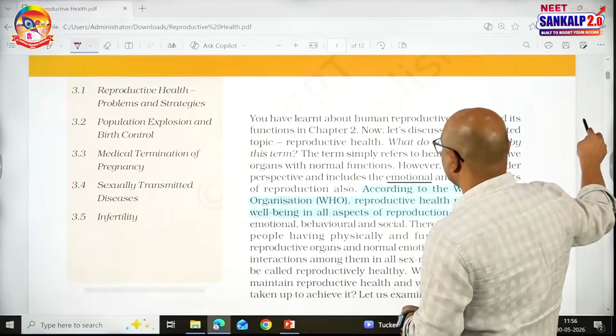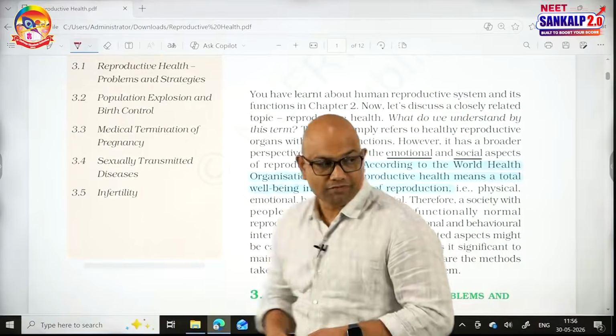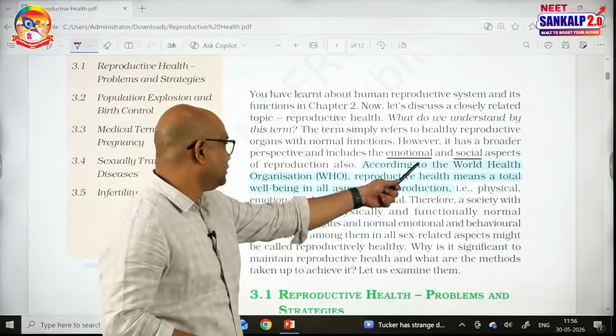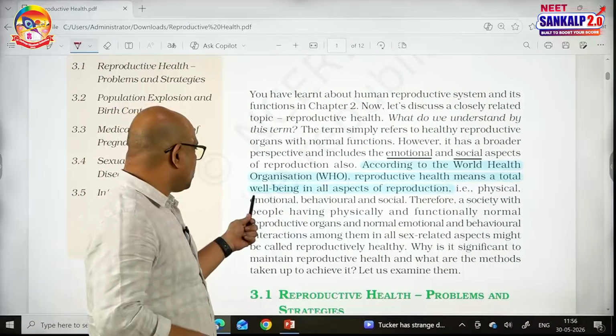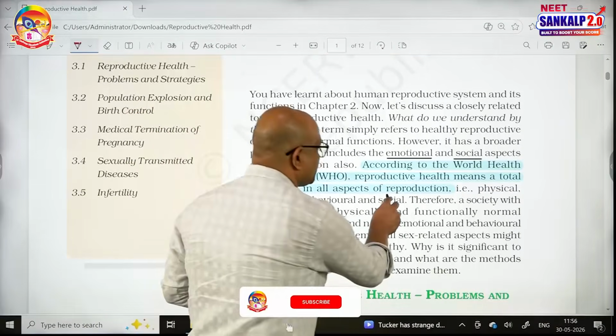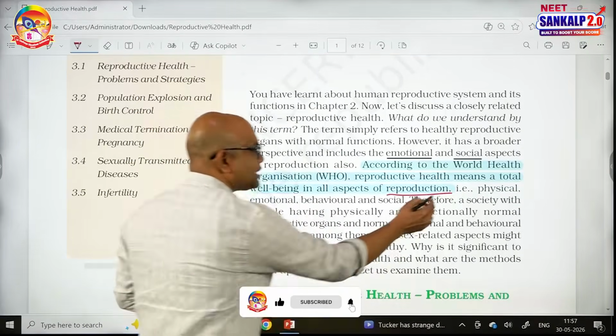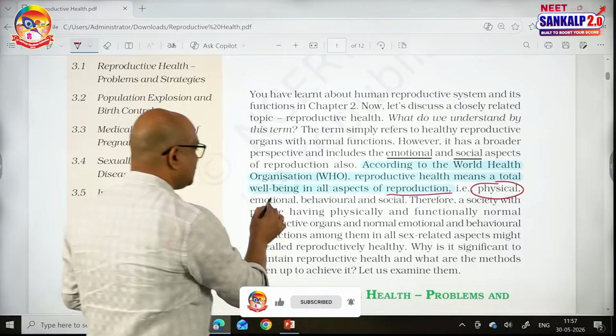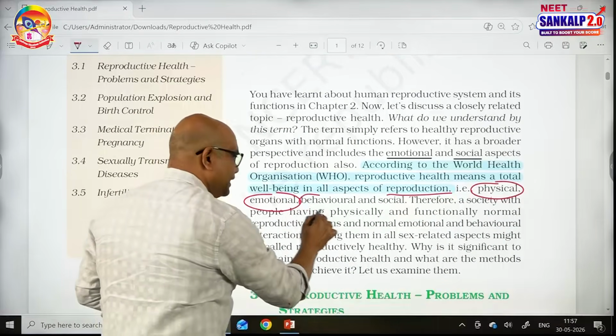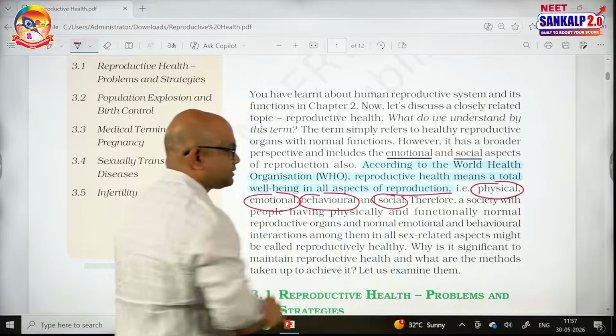See the definition of reproductive health. The definition of reproductive health according to the WHO: reproductive health means a total well-being in all aspects of reproduction. So what are those all aspects? Physical aspects, emotional aspects, behavioral aspects and social aspects.